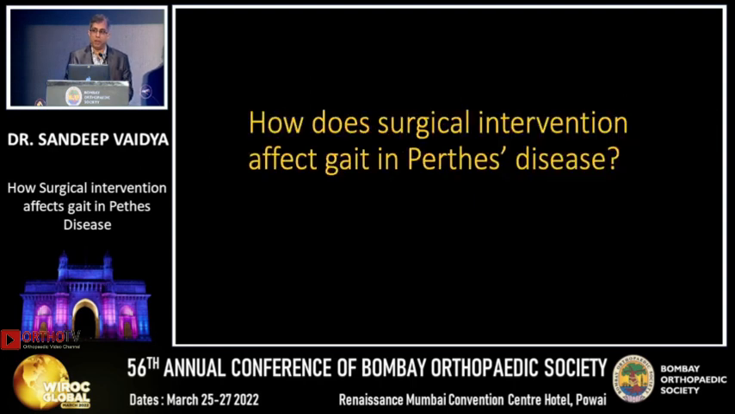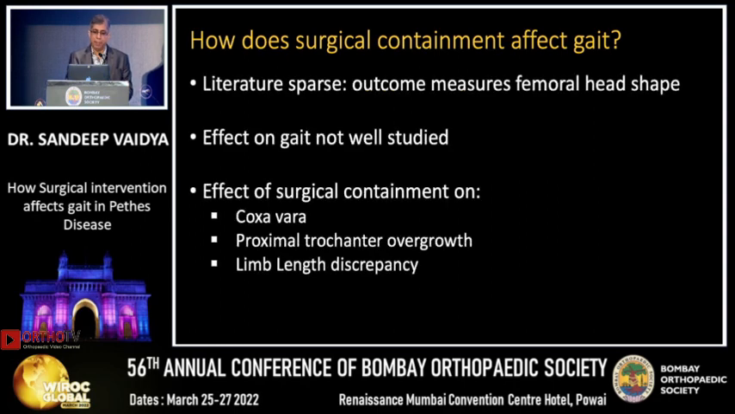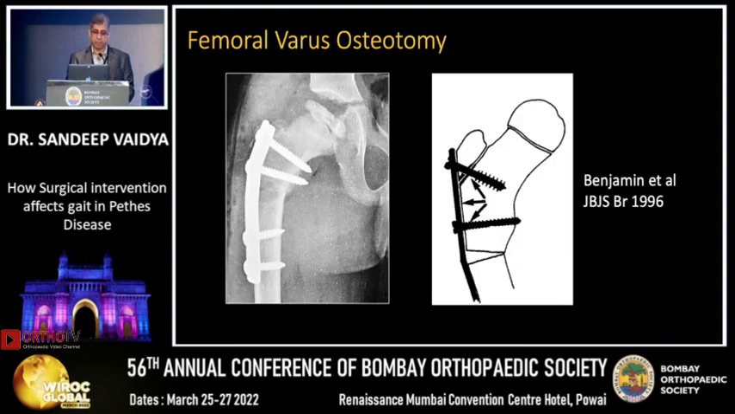So now that we have understood the gait disturbances in Perthes disease, does surgical intervention affect gait in Perthes disease? The literature on this is a bit limited, because most studies on Perthes disease mainly focus on femoral head shape as an outcome measure. The effect on gait is not really well studied. So what we will do here is study the effect of surgical containment on coxa vara, proximal trochanter overgrowth, and limb length discrepancy, because we know that these are the factors which ultimately affect gait in Perthes disease.